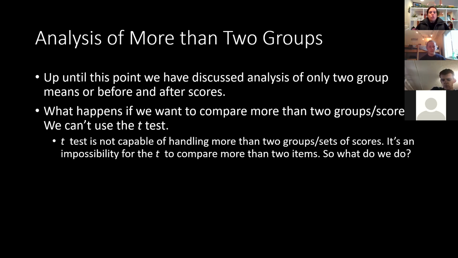Okay, so just looking broadly, let me get my laser pointer. So far what we've been doing is the analysis of 2 group means or before and after scores. So we can look at what are the SAT scores for males versus females. Those are the 2 groups, right? So I would look at an average score on the SAT for males versus females.